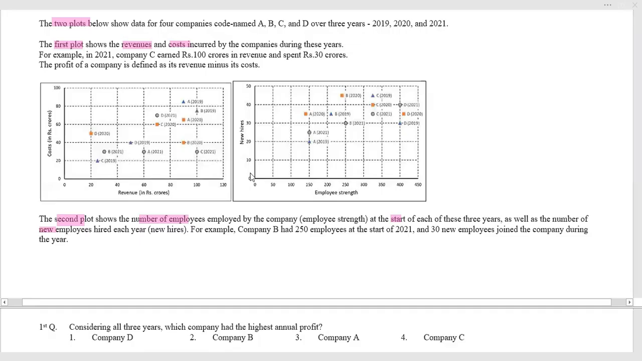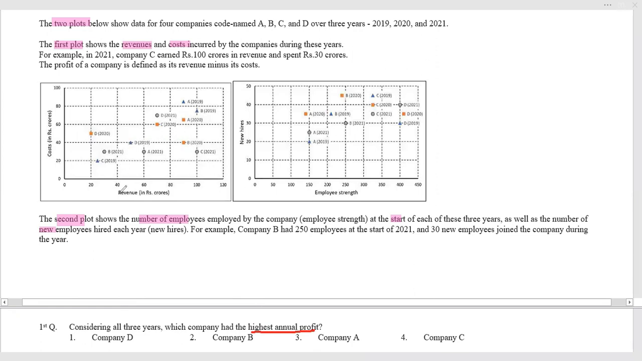Now we will solve our first question. In that question, it has been given that considering all 3 years, 2019, 20, and 21, which company had the highest annual profit? Annual profit means 3 years taken together, I need to take the total profit and divide by 3. That should be the annual profit, and I need to find out from the 4 companies how it is.